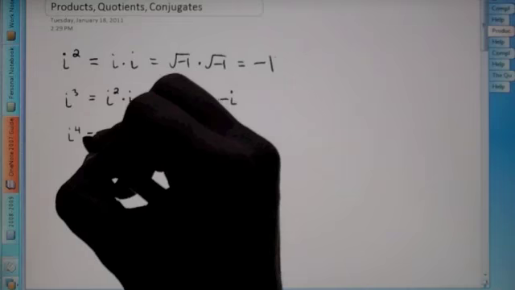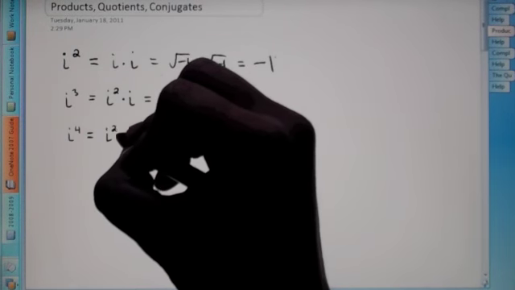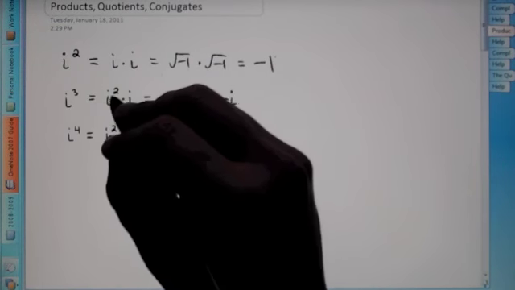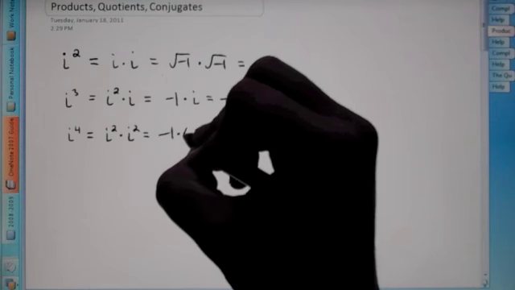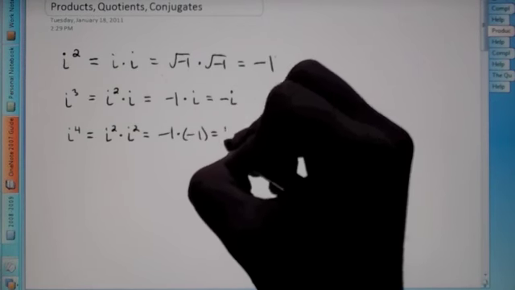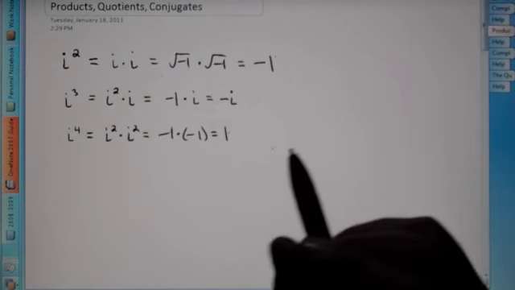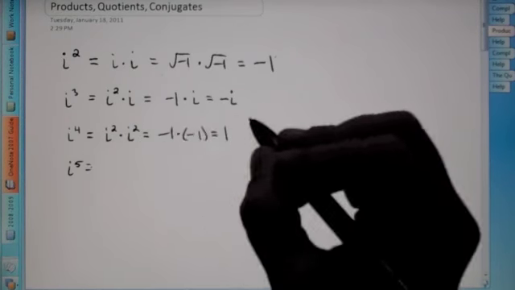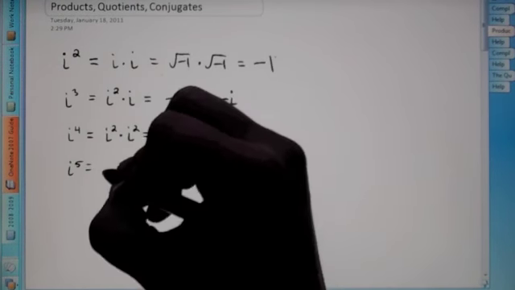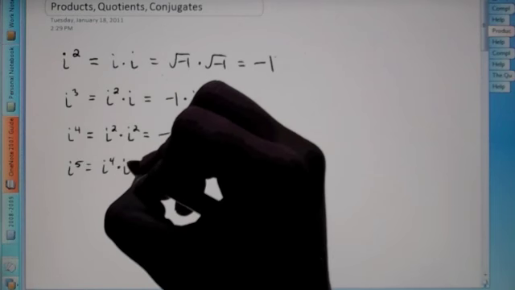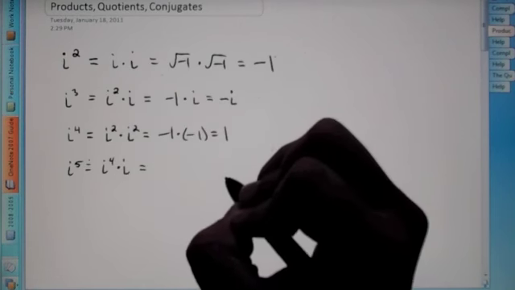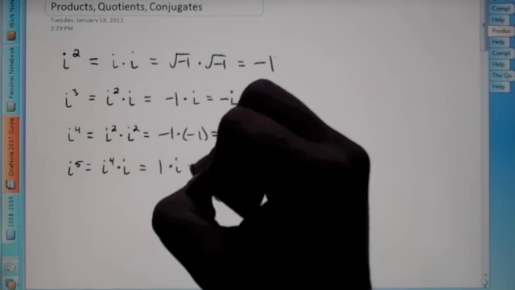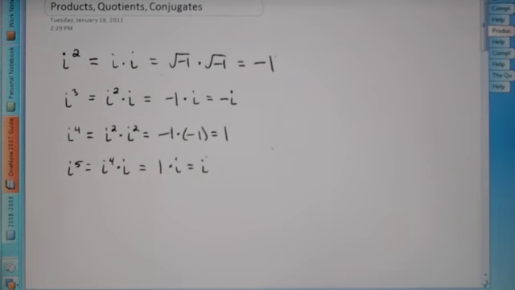And lastly, we have i to the fourth. We could say it is i squared times i squared. And each i squared we said is equal to negative 1. So negative 1 times negative 1 gives us 1. Now how is this useful? Well, if we do i to the fifth, you'll see that it actually repeats itself. So I can do i to the fourth times i to make it i to the fifth. We know that i to the fourth is equal to 1, times i. 1 times i is just i.